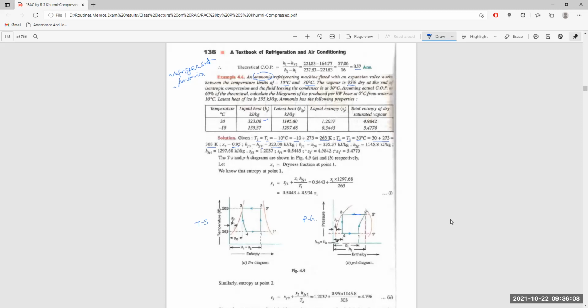Next comes HFG2, which is the latent heat of condensation between 2 and 3. So HFG2 is given as the latent heat at high temperature, 1145. And this is the latent heat given here. Next comes HFG1, the latent heat at temperature T1, or T1 is equal to T2, which is given here as 1297. This is the latent heat which is expressed from 1 to 4 itself.